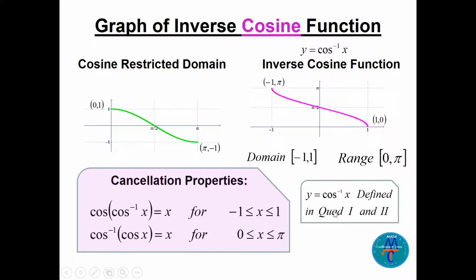As I mentioned before, it is defined in quadrant 1 and 2, and these are the cancellation properties. The first one is the same condition as the cosine inverse and sine inverse. So cosine of cosine inverse of x is equal to x if x between minus 1 to 1. Now, if you have cosine inverse of cosine of x, it is equal to x only if x between 0 and pi.